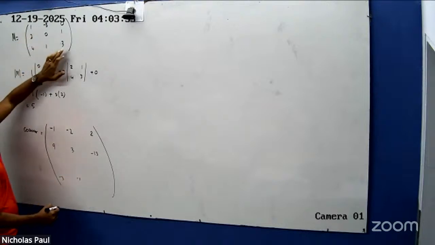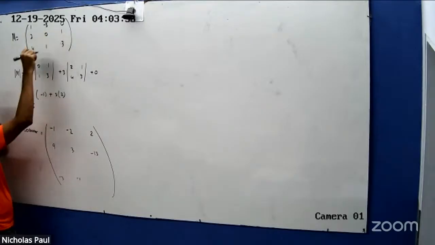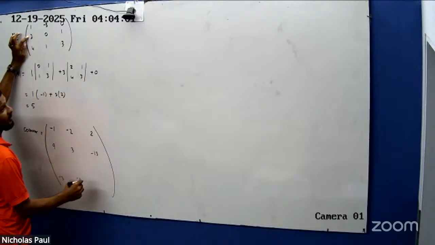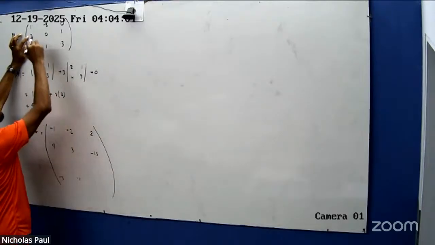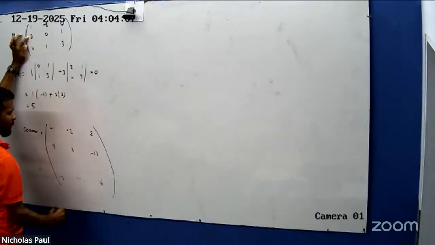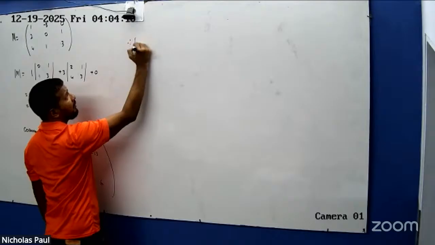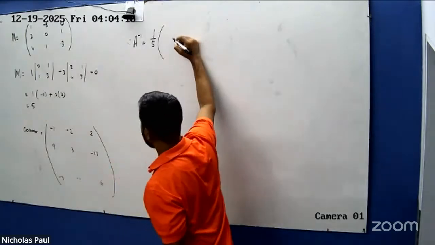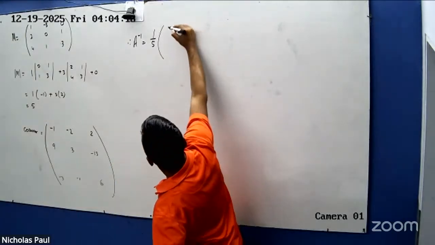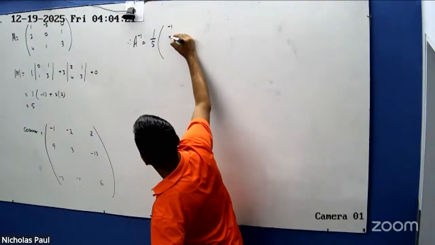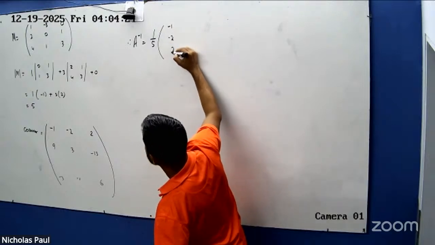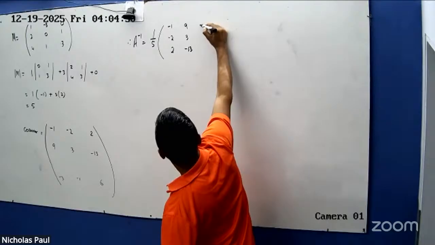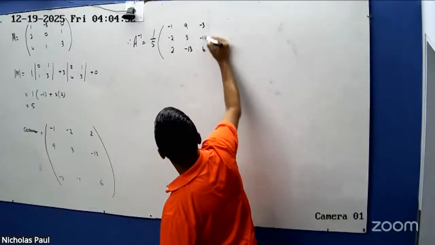And the last one. Wait, I feel I did that one wrong. Yeah, wrong. It's here, and this is plus. So this is plus 6. Therefore, the inverse is 1 over 5 times the adjoint. So the adjoint will be minus 1, minus 2, 2, 9, 3, minus 13, minus 3, minus 1, 6.